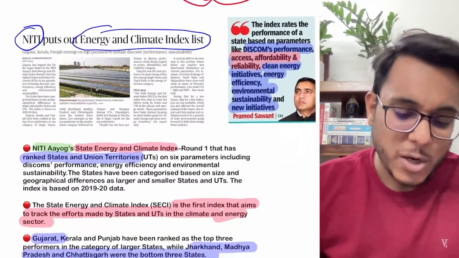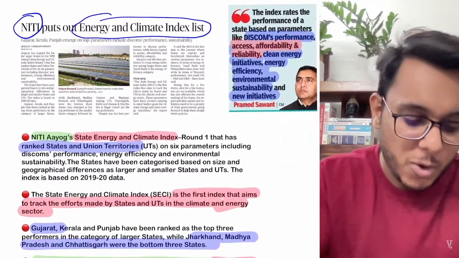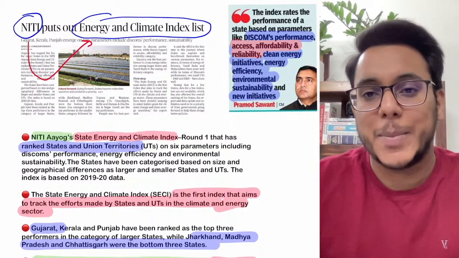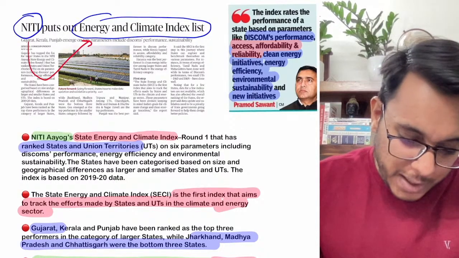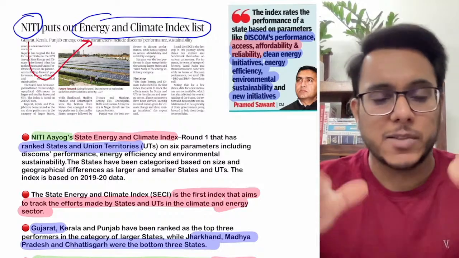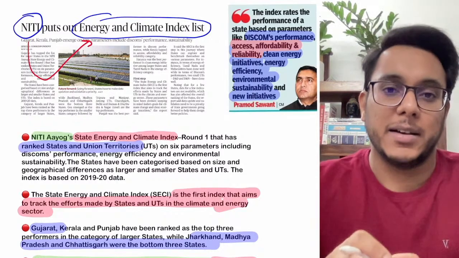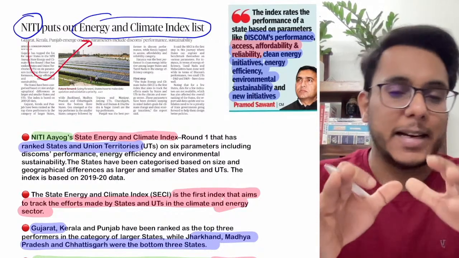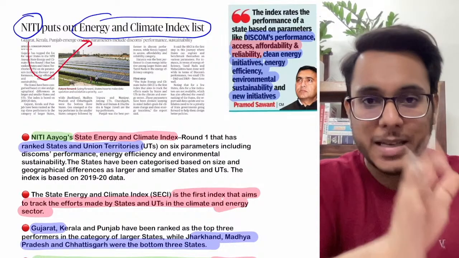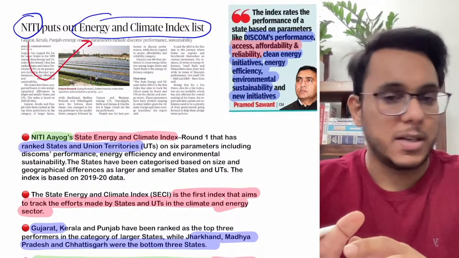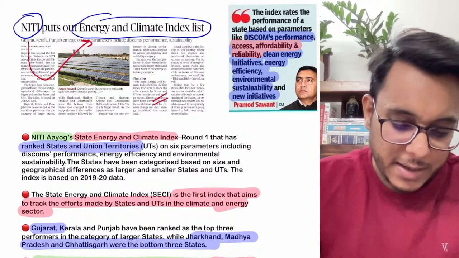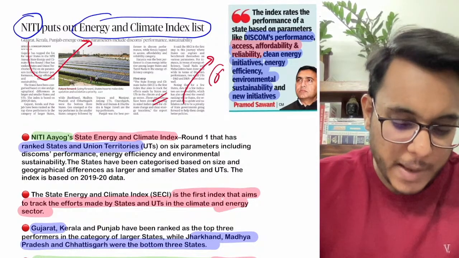Now, guys, in line with this competitive federalism, the Niti Aayog has released the State Energy and Climate Index. Under this, the states as well as union territories have been ranked. First of all, the states and union territories have been divided: there are the big states, and then there are the small states. Now they have been ranked on 6 parameters.